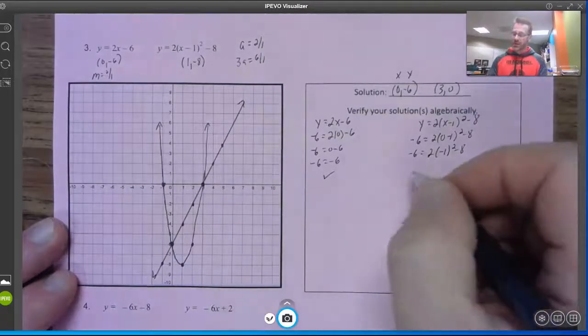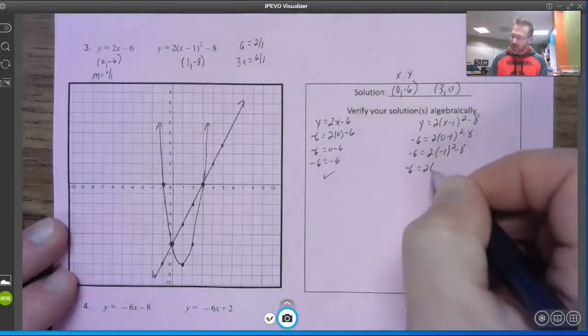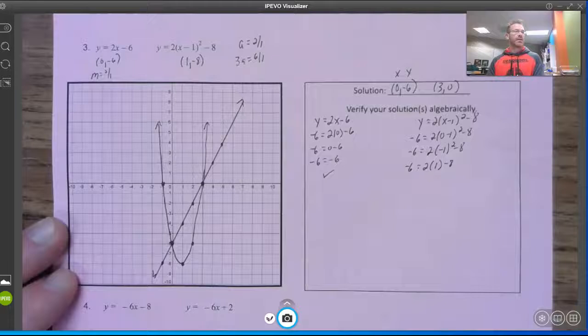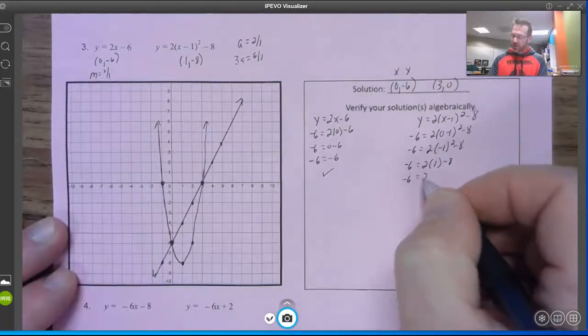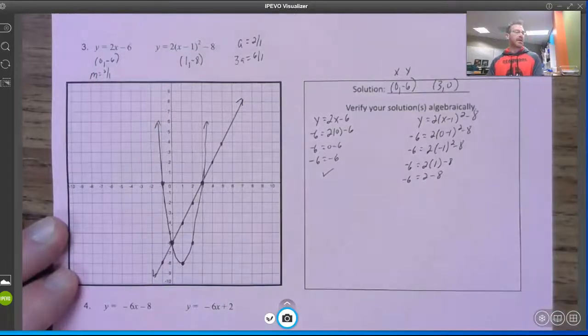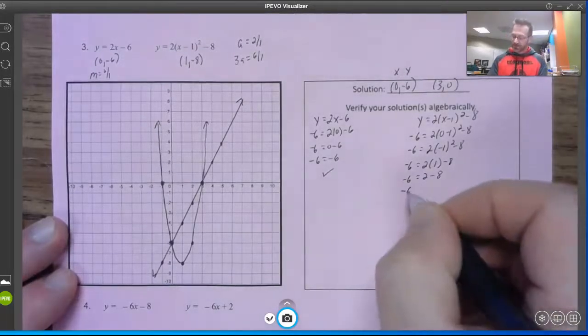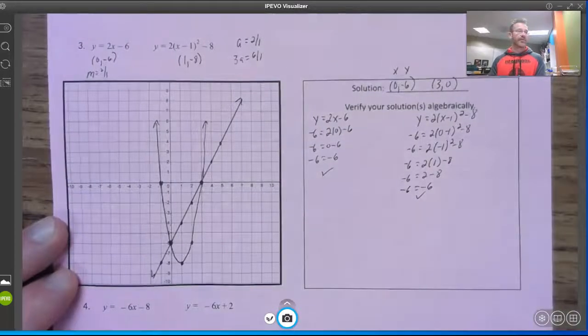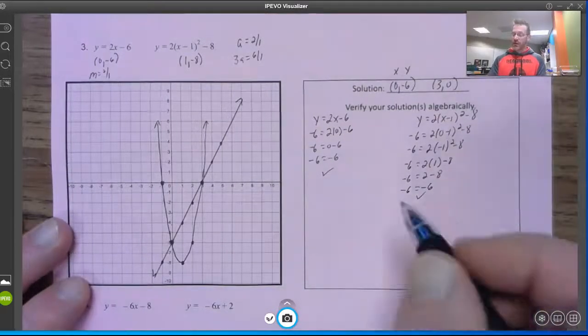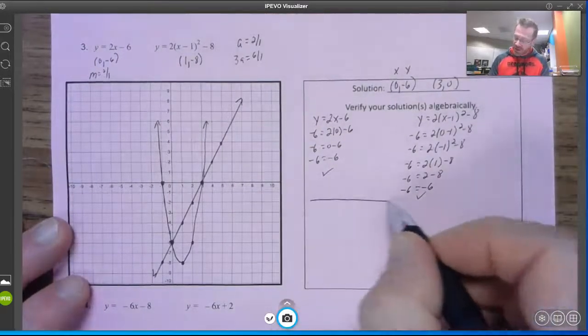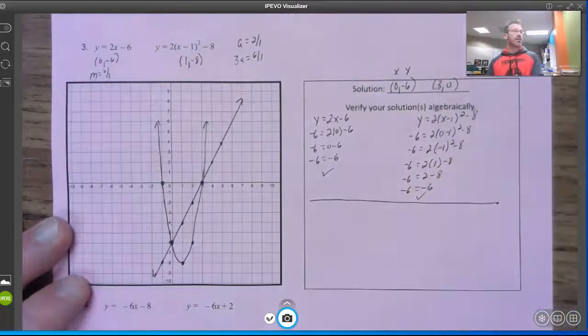So a negative times negative is a positive, and then 1 times 1 is 1. 2 times 1 is 2, and then 2 minus 8 is -6. All right, so that's verified. So we know for sure that we are good on 0, -6. Now, we just have to repeat that process with 3, 0.